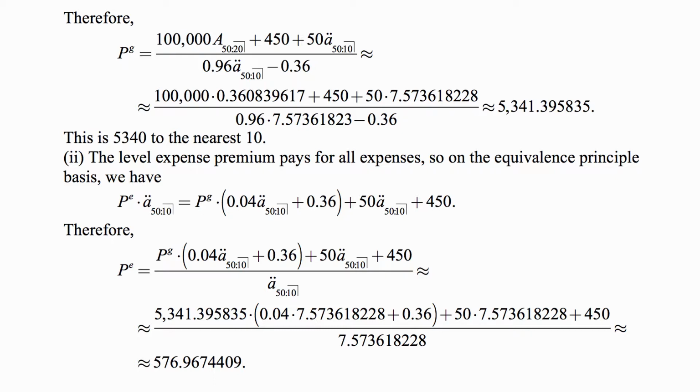And then we solve the initial equation for the gross premium. PG is 100,000 times A 50 colon angle 20, that's the actuarial present value of the death or endowment benefit, plus 450 plus ä50 colon angle 10 divided by 0.96 ä50 colon angle 10 minus 0.36. All of these values we actually have calculated, so we plug them all in and we get the premium to be 5,341.395835. And this is 5340 to the nearest 10.